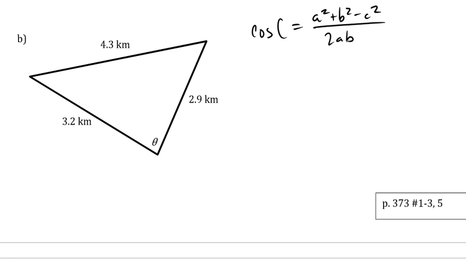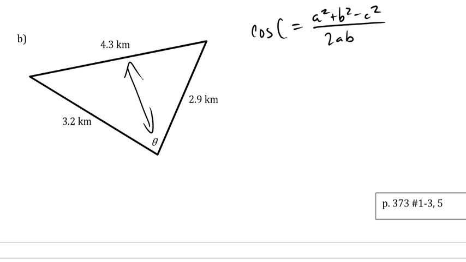Now this one's harder to put in your calculator, and it has a little trick to it when you're subbing in. That is an easy mistake to make. Can anybody predict what that mistake might be and help me out, make sure I don't make it? 4.3 is going to be C. How'd you know that? That's brilliant. Because the theta is adjacent to it. Very, very good. 4.3 has to be C.